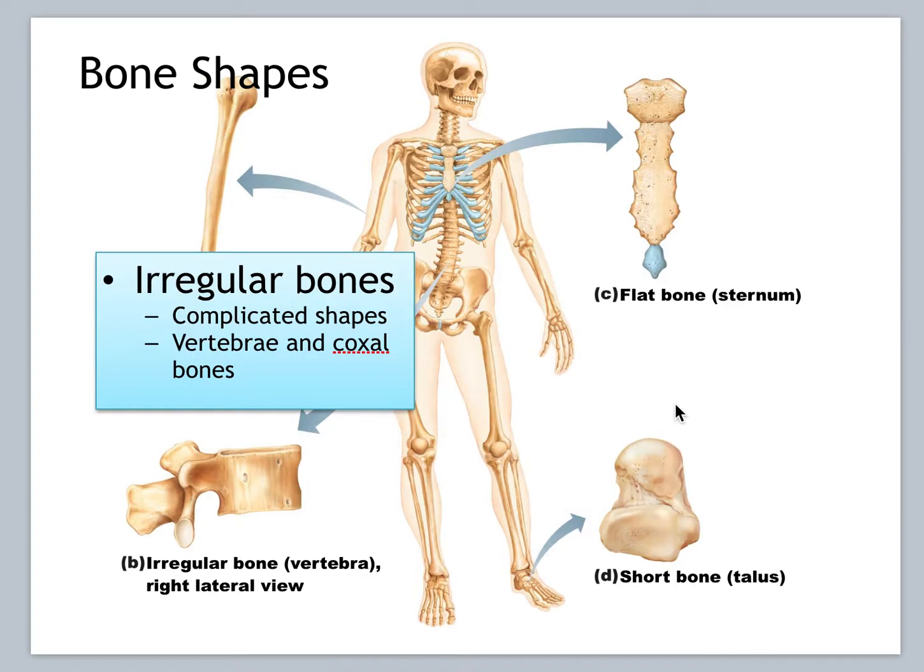And what's left over are the irregular bones. These are bones that are complicated shapes, such as the vertebral bodies, or the hip, pelvis bones, coxal bones, or the bones of the pelvis. Coxal, you remember, means hip, so this would be the hip socket bones.